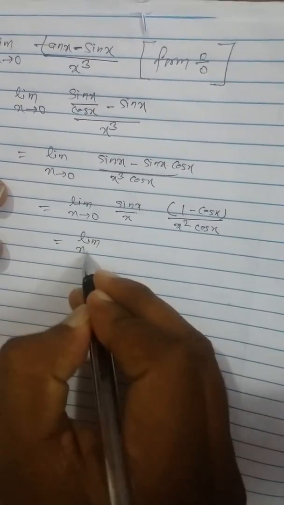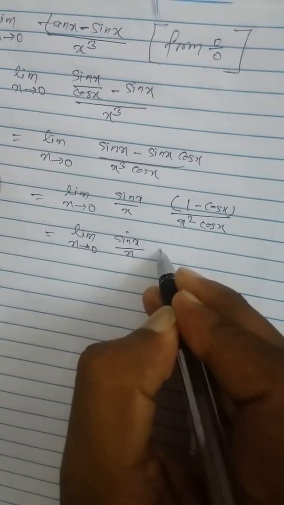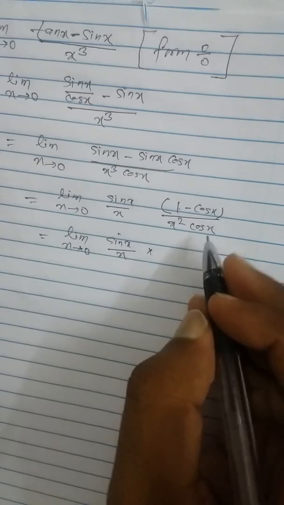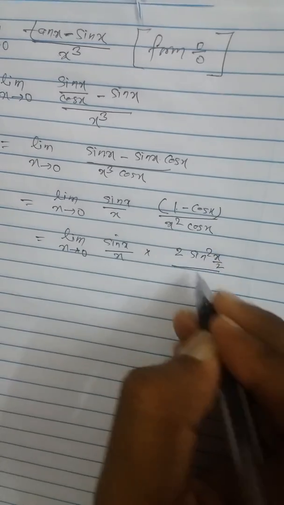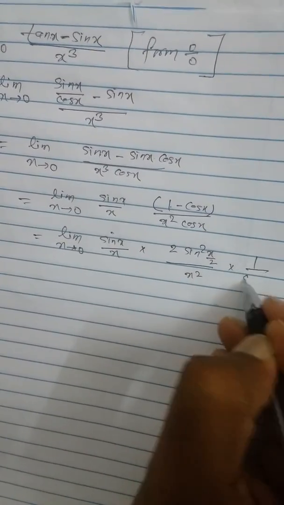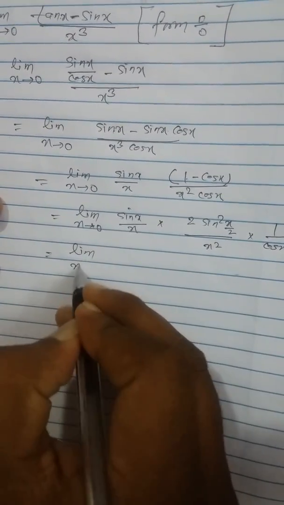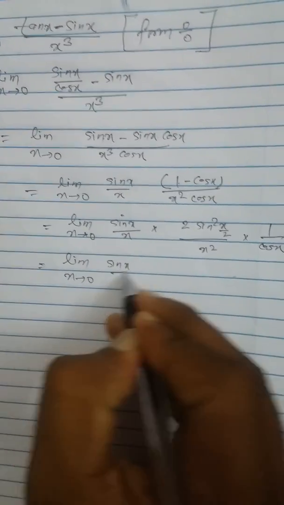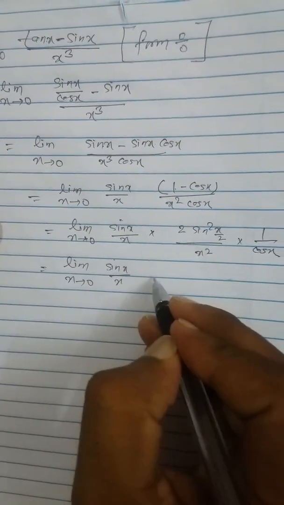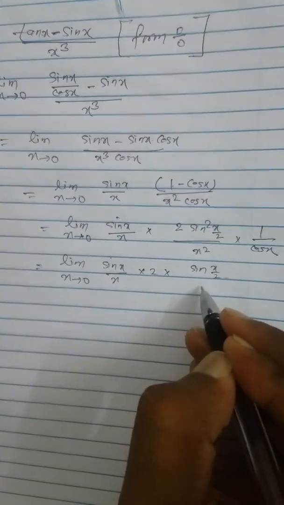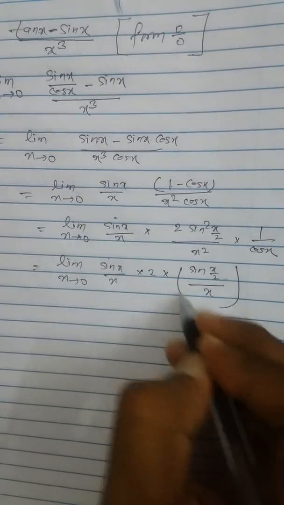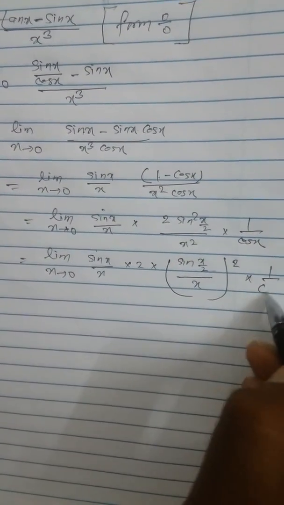This is limit x approaches to 0, sin x by x as it is. By the formula of trigonometry, what is 1 minus cos x? It is 2 sin square x by 2, by x square with it, and remaining 1 upon cos x separately. This is limit x approaches to 0 as it is, sin x by x as it is, this 2 as it is. Can this be written as sin x by 2 upon x whole square? You can. And this one 1 upon cos x as it is.